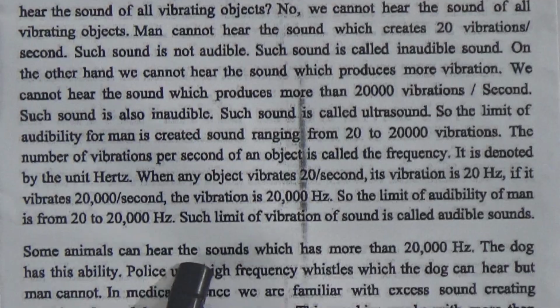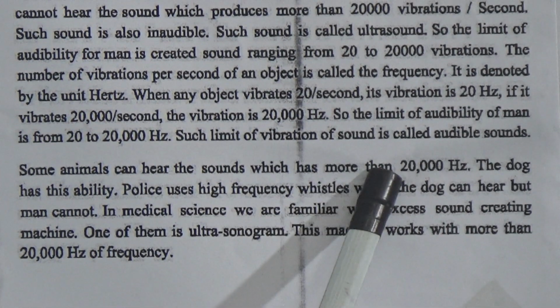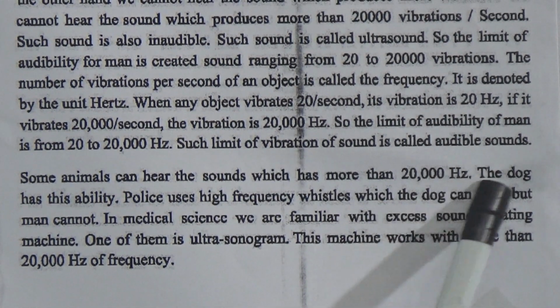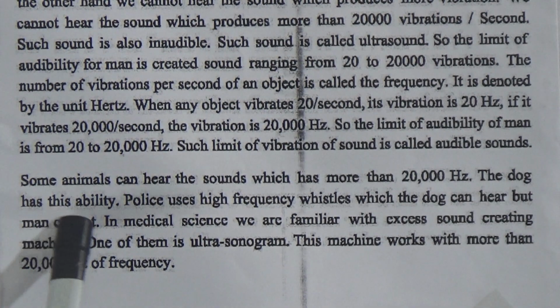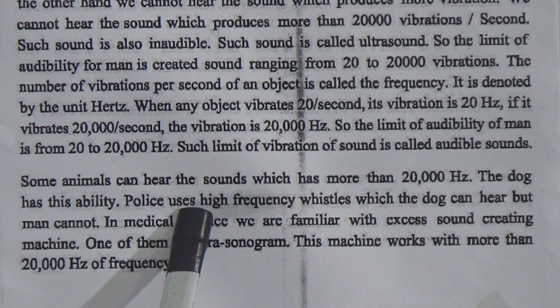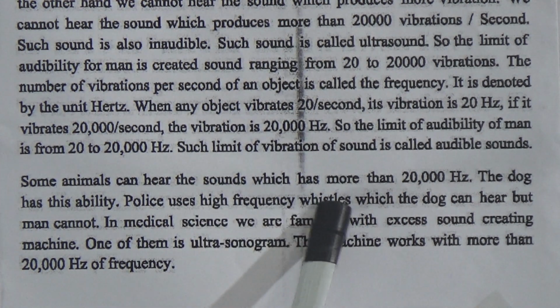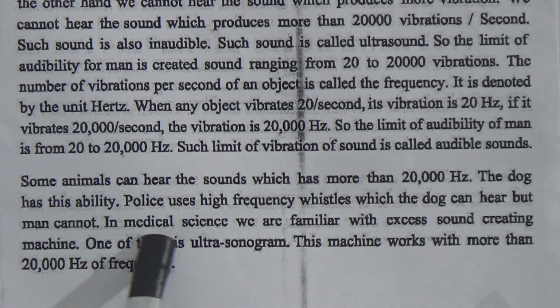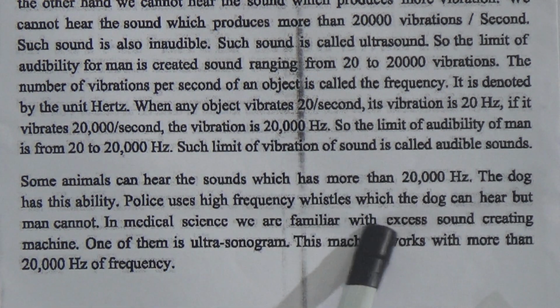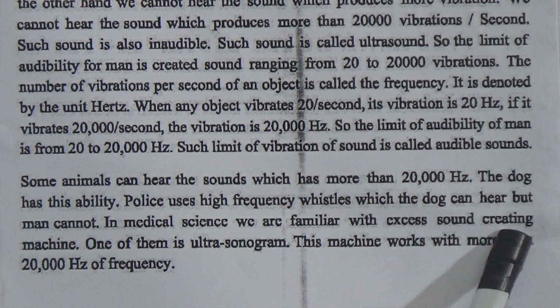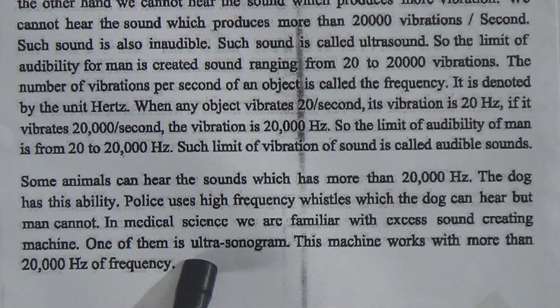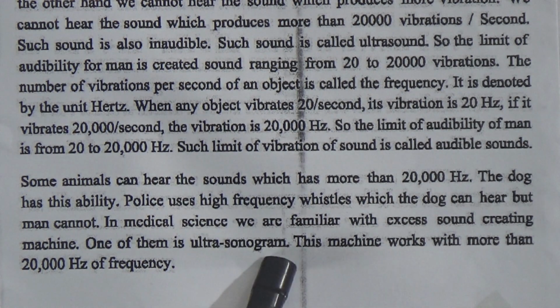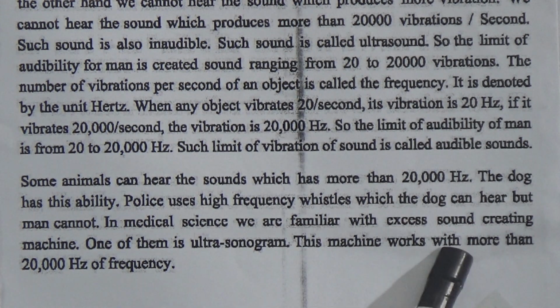Some animals can hear sounds which have more than 20,000 Hz. The dog has this ability. Police use a high frequency whistle which the dog can hear but man cannot. In medical science, we are familiar with machines that create excess sound. One of them is ultrasonogram. This machine works with more than 20,000 Hz of frequency.